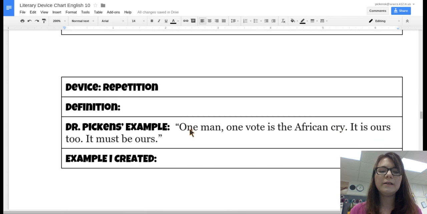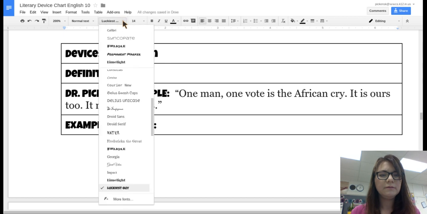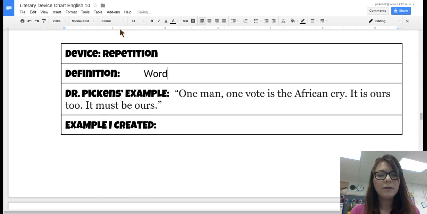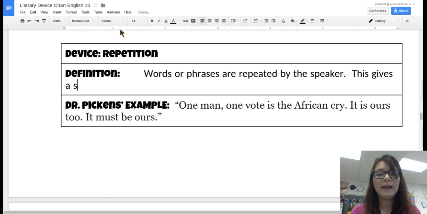Let's move on to our second. And if I'm going too fast, you can just pause and catch up. Okay, the next device is repetition. And this is where words or phrases are repeated by the author or speaker. This gives a sense of rhythm sometimes, but also gives emphasis to certain ideas.